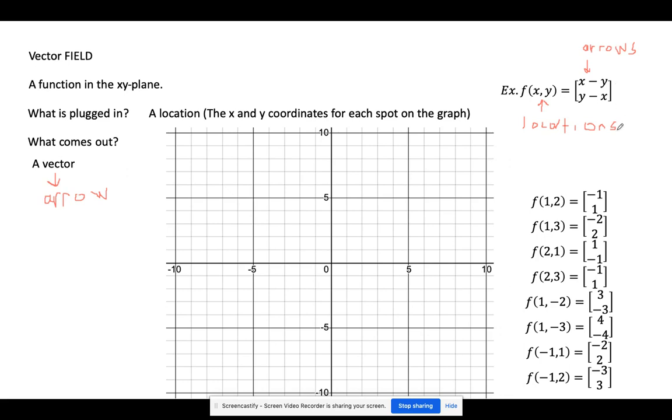Okay, I didn't want to take the time and make this really boring by making you plug in all these things. I went ahead and plugged in all of these locations right here, and then in each bracket is the answer for each one of those locations.